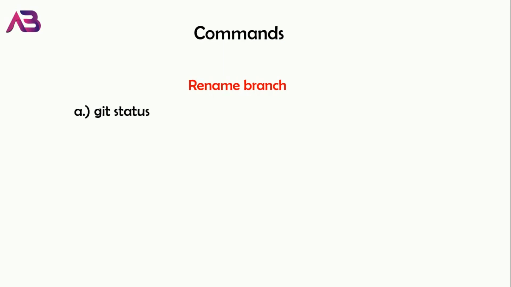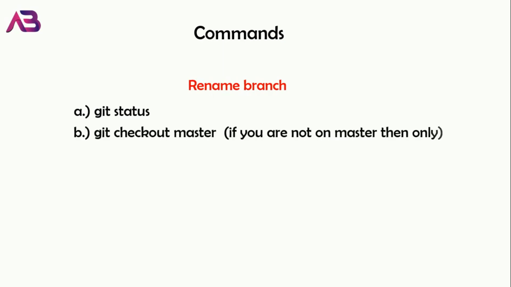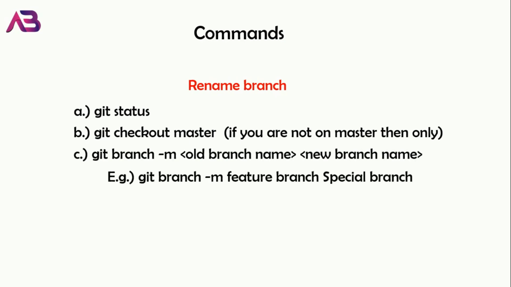Now once you know that, and suppose you are not on the master branch, then you can use the git checkout master command. And once you are on master, you can rename the branch that you want by using this command. For example, suppose here I am changing the feature branch to a special branch. And to see this, you can run git branch. With this, all your branches will be listed.